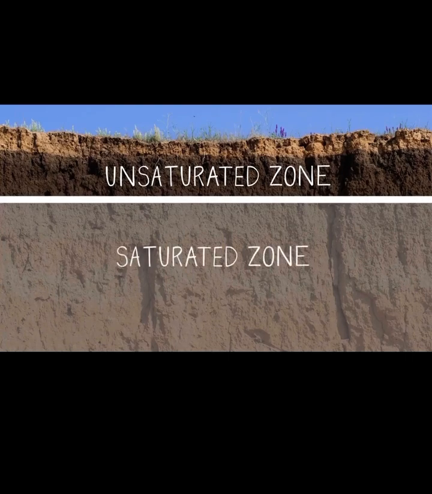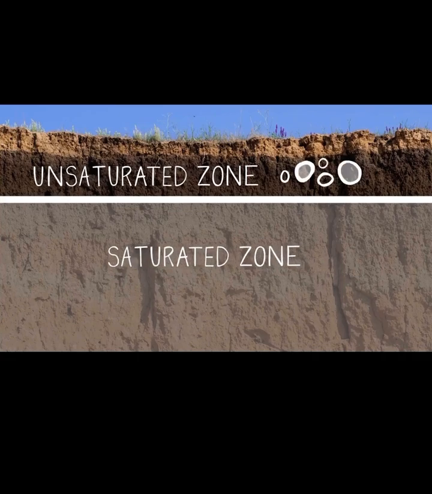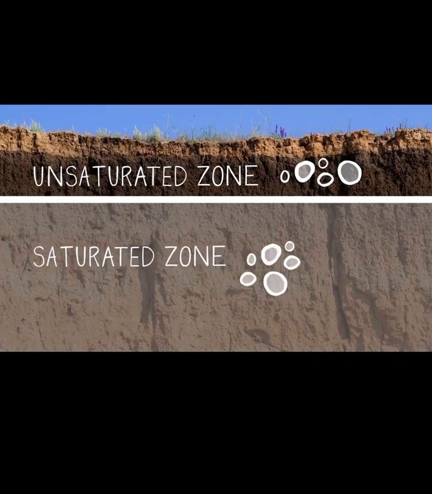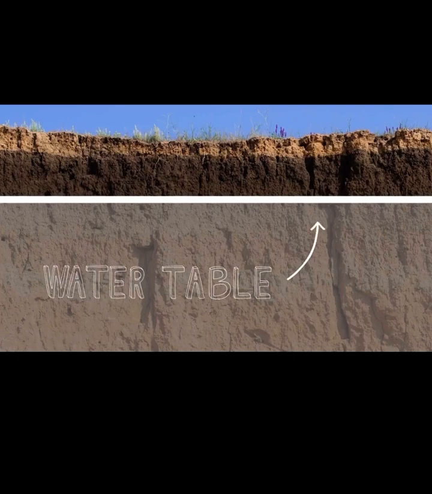The unsaturated zone is located directly beneath the land surface, and the pore spaces hold both air and water. In the saturated zone, all the open spaces are filled with water. The water table is the very top of the saturated zone and the bottom of the unsaturated zone.